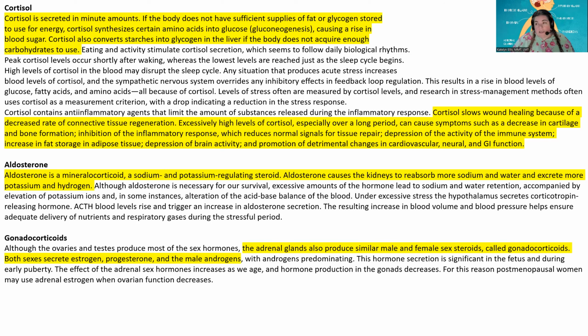So cortisol is the major chemical that you're going to hear about associated with the adrenals. Cortisol is secreted in minute amounts. It doesn't feel that way. If the body does not have sufficient supplies of fat or glycogen stored and used for energy, cortisol synthesizes certain amino acids into glucose. This is gluconeogenesis, causing a rise in blood sugar.